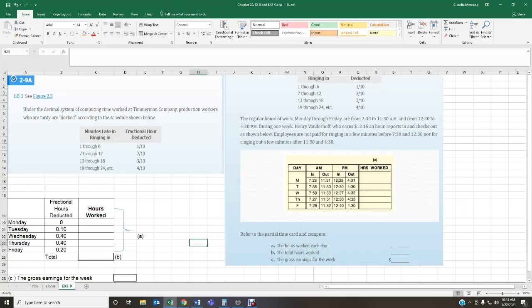Exercise 2.9, it says, under the decimal system of computing time worked at Timmerman Company, production workers who are tardy are docked according to the schedule shown below. So if you're between 1 to 6 minutes late, you're going to get deducted 1/10 of an hour. Between 7 to 12 minutes late, 2/10 of an hour. Between 13 to 18 minutes late, 3/10 of an hour. And anything over 19 minutes late, you're going to get docked 4/10 of an hour, between 19 to 24, okay?